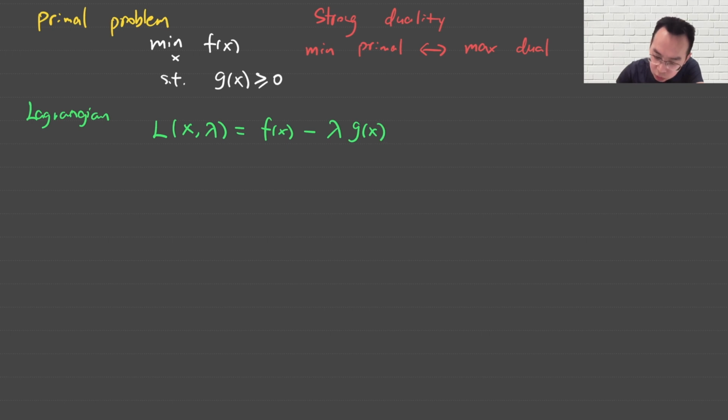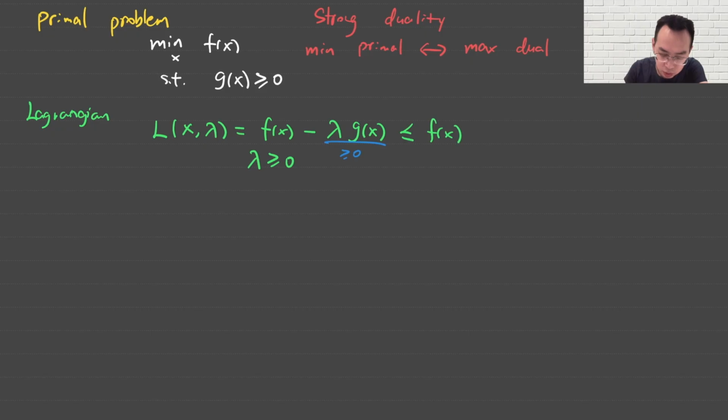Here the dual feasibility says that lambda needs to be greater or equal to zero. So this is kind of like a penalty, or a lower bound for the function f of x. Because you see this second term here is greater or equal to zero, which implies that the whole function here is actually smaller or equal to f of x. So this is a Lagrangian.